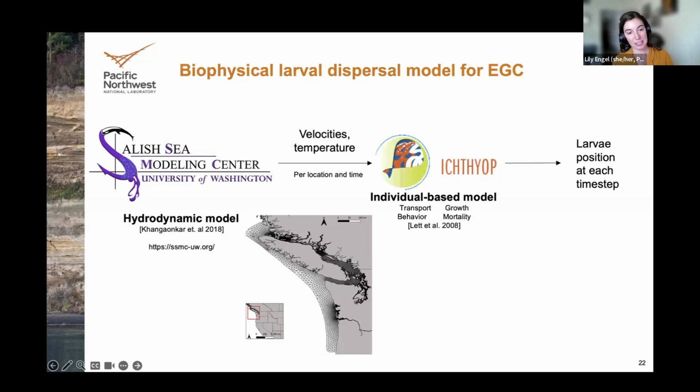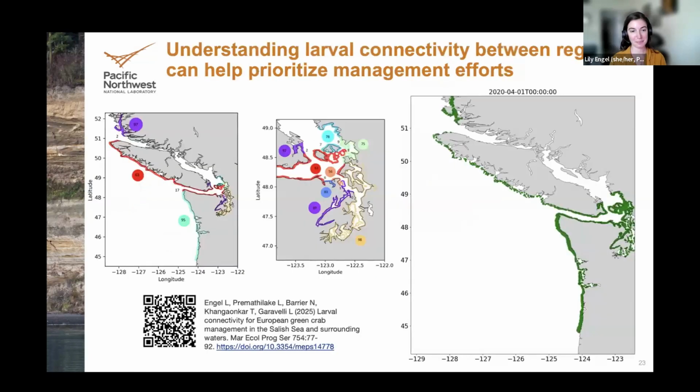So we take the velocities and temperature per location and time from our model outputs, and we put that into a larval dispersal model, which is a Lagrangian particle tracking model called ICHTHYOP, but it's made for larvae, so it has a lot of information about the behavior of the larvae and mortality and other transport. And from there, we get the larvae position at each time step. And so we have one paper so far, but this is an ongoing project.